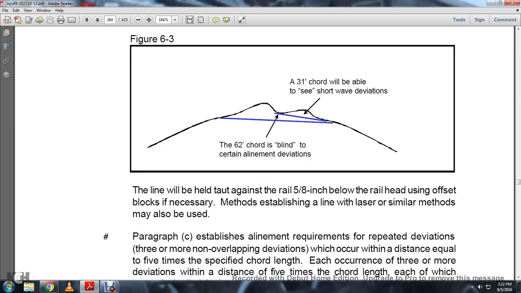This line will be taut against the rail 5/8 of an inch below the railhead using offset blocks, and then other methods establish the line, such as with a laser. Similar methods may be used.